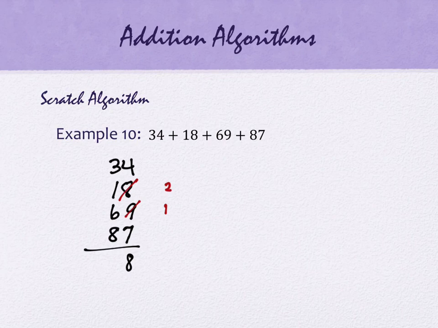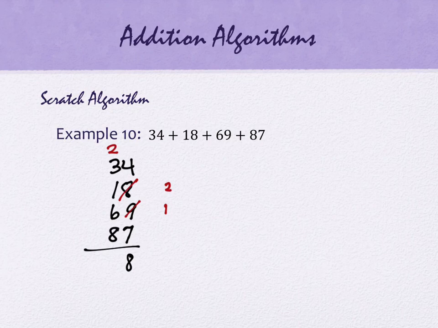Then I count my scratches. How many scratches did I make? 2. That's the number I carry to the next column. So the 2 gets carried over. And then I'm going to repeat the same thing with the tens column now. So 2 plus 3 is 5, is what I meant to say. Starting at the top, 2 plus 3 is 5.